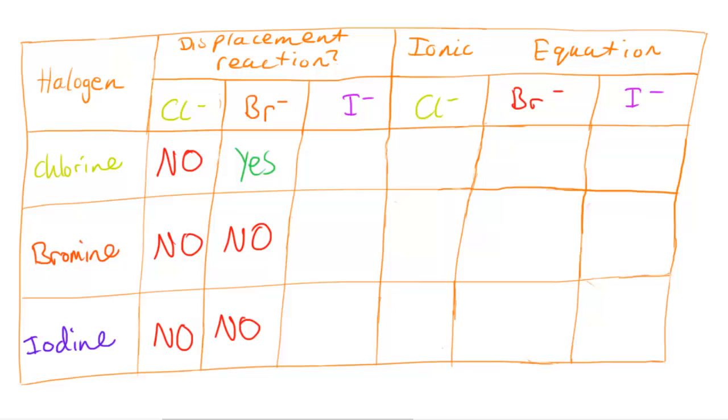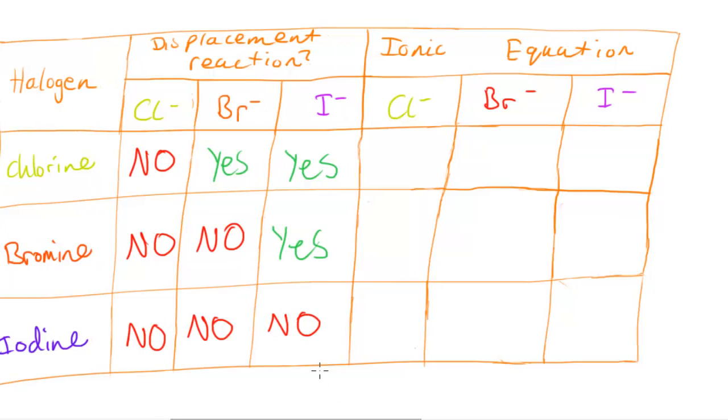Okay, so on to the next column. Is chlorine going to displace iodide ions? Well, chlorine has a greater oxidizing ability than iodine, so the answer is yes. Is bromine going to displace iodide ions? It has a greater oxidizing ability, so the answer is yes. Now, is iodine going to displace its own ions? Well, they've got equal oxidizing ability, so no, it's not going to displace iodide ions.